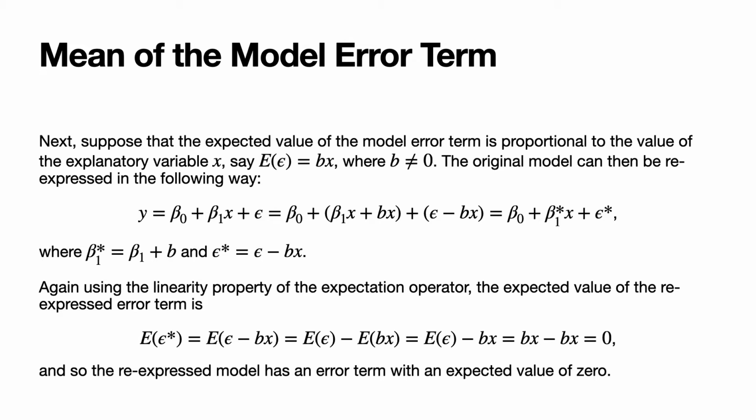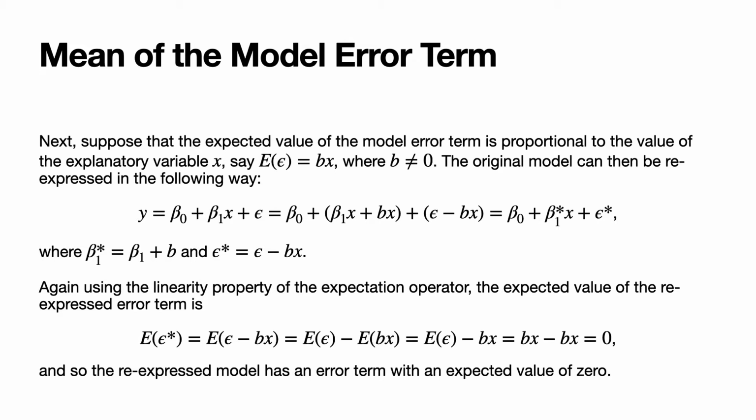So the original model, y equal to beta 0 plus beta 1 times x plus epsilon, can be rewritten as beta 0 plus beta 1 times x plus b times x plus epsilon minus bx, and that can be re-expressed notationally as beta 0 plus beta 1 star times x plus epsilon star, where beta 1 star is equal to beta 1 plus b, and epsilon star is equal to epsilon minus b times x.